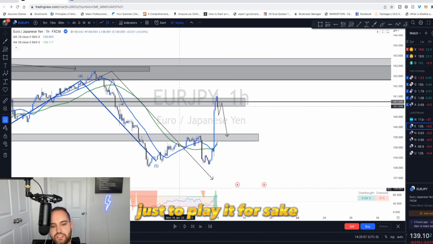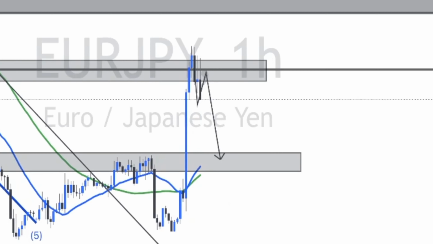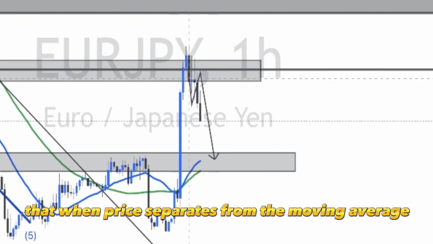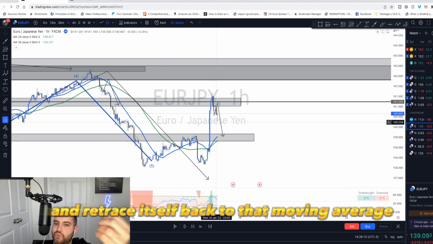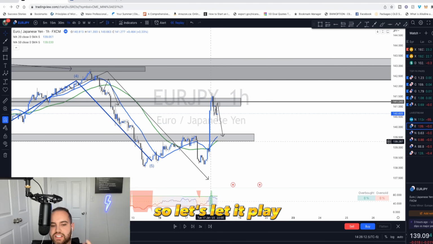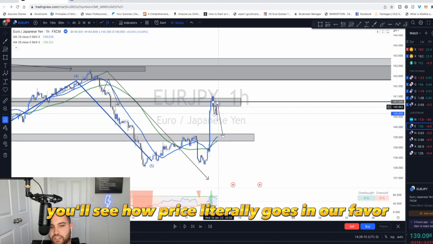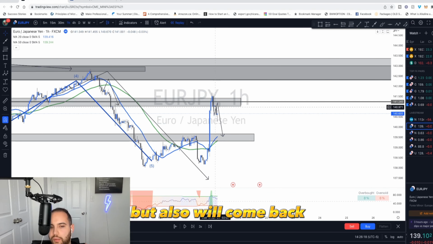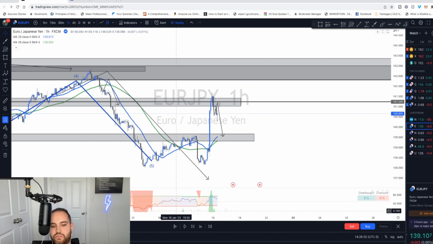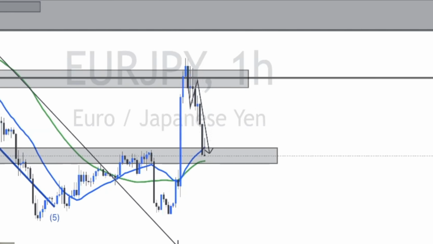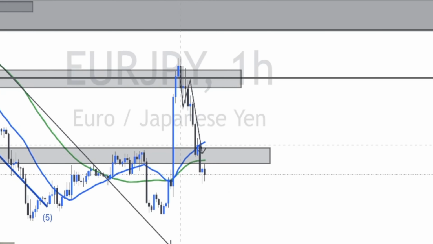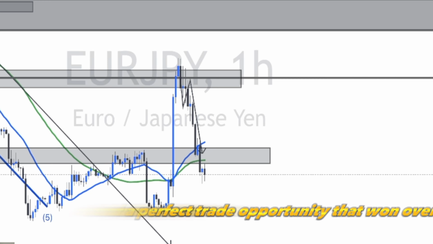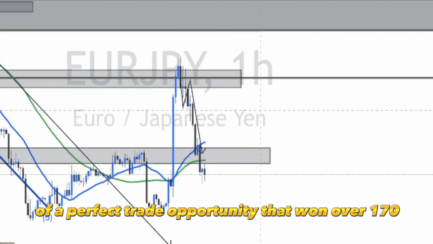And then if we play this, just for example purposes, typically what happens is you'll notice that when price separates from the moving average, our 20 and 50, by the way, this is the 20 and 50 moving average, typically price will always come back and retrace itself back to that moving average. So let's let it play. You'll see how price literally goes in our favor, but also will come back and attract itself to the 20 moving average. And watch how it happens, guys. Bam. Price went exactly as expected and attracted itself back to the moving average. Okay. And so that's just a great example, guys, of a perfect trade opportunity that went over 171 pips in our favor.